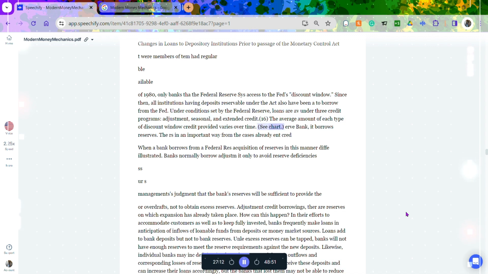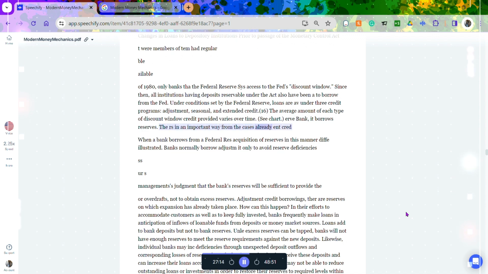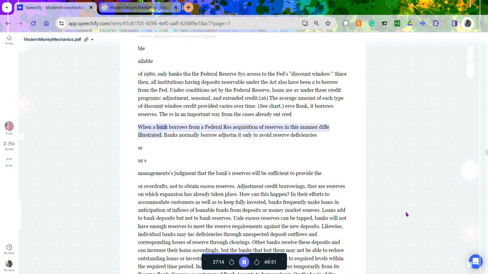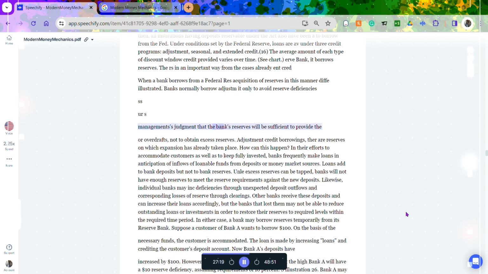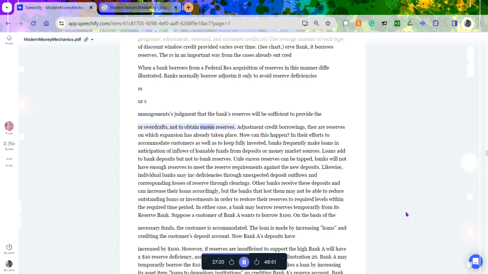See chart. When a bank borrows reserves, this differs in an important way from the cases already discussed. The acquisition of reserves in this manner is illustrated. Banks normally borrow adjustment credit only to avoid reserve deficiencies, or on management's judgment that the bank's reserves will be sufficient to provide for the needs of customers or overdrafts, not to obtain excess reserves. Adjustment credit borrowings are reserves on which expansion has already taken place.